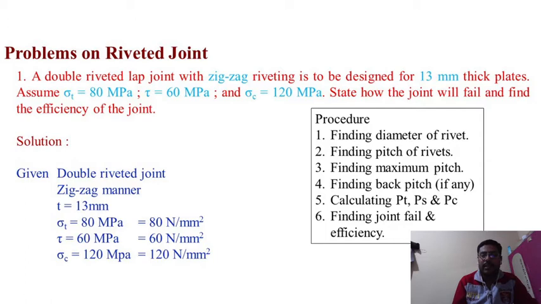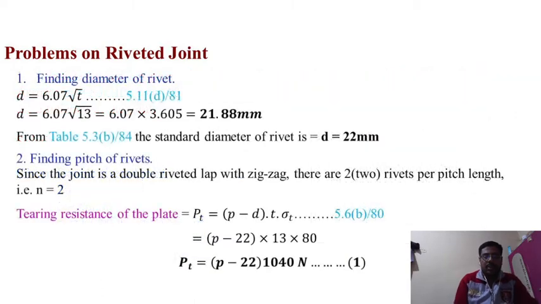What are the given data? Write down the given data. It is a double riveted joint with zigzag manner. Then t, the thickness of the plate, is 13 mm. Sigma T is equal to 80 megapascal, which is equal to 80 Newton per mm square. Both megapascal and Newton per mm square are the same. Then tau is equal to 60 megapascal, equal to 60 Newton per mm square. Then sigma C is equal to 120 megapascal, equal to 120 Newton per mm square. Then step by step we start the problem.